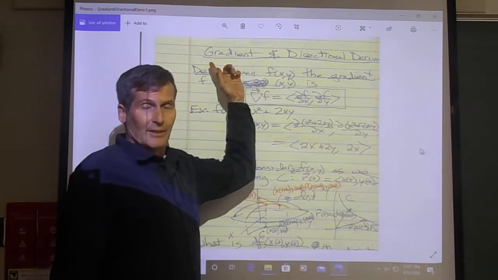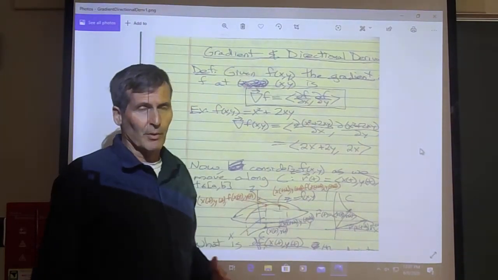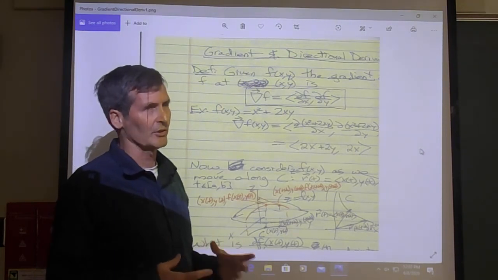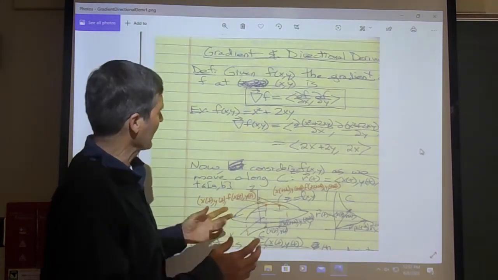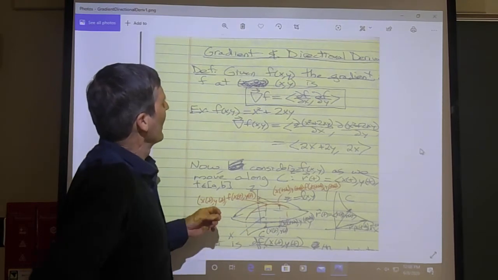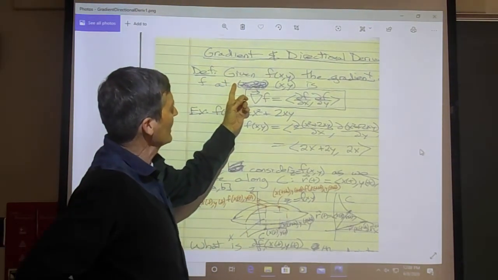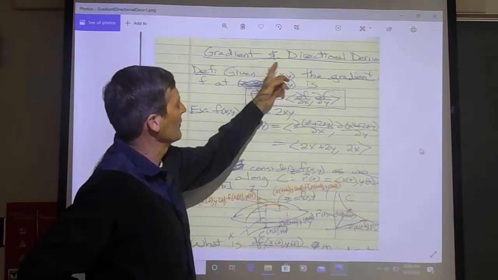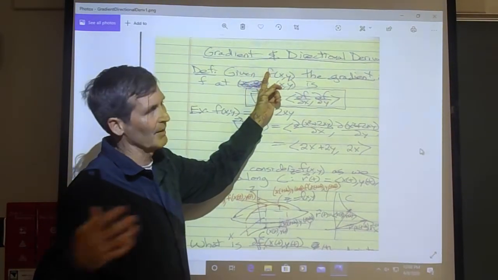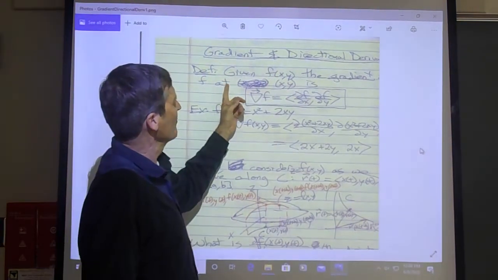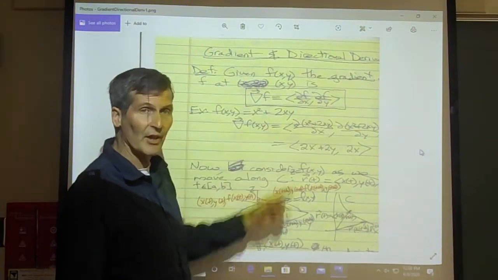Today, the gradient and the directional derivative, these are very important in science. They have very important implications in all sorts of physics that go on and so forth. And the gradient has a very simple definition. The gradient of a function of two variables, and we'll do a completely analogous thing for more variables, is just the vector of partial derivatives. It's nothing more than that.